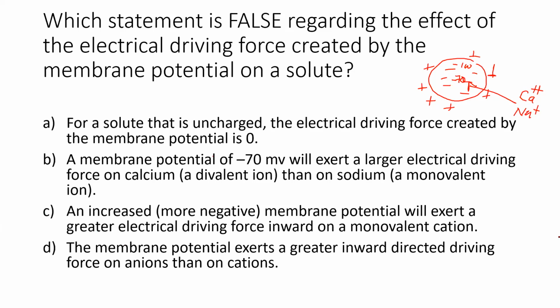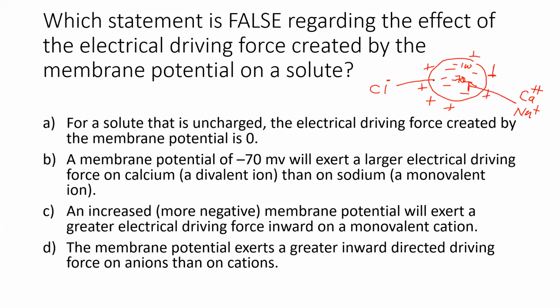Let's think about D. So we had an overwhelming response for D. The membrane potential exerts a greater inward directing driving force on anions than on cations. So this is not true. If we have anions out here, let's think about something like chloride on the outside of our cell, and the inside of our cell we know is more negative, the outside is more positive.